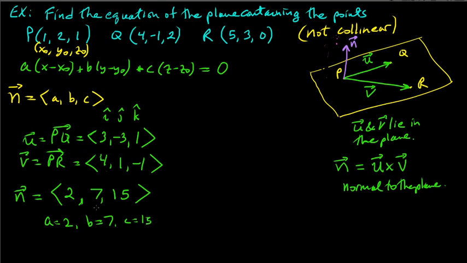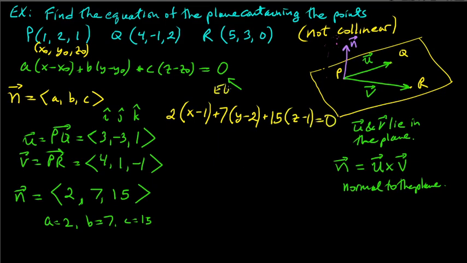Okay, well, now we have our a, b, and c, and we have our x0, y0, and z0. Now we can just find the equation. So it's going to be 2 times x minus x0. What was x0? 1. So 2 times x minus 1, and then plus b, which is 7, times y minus y0. y0 is 2, plus 15, because that's c, times z minus z0, which is z minus 1, right? And that equals 0. So this should be the equation of the plane.